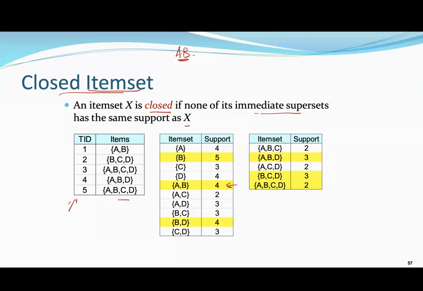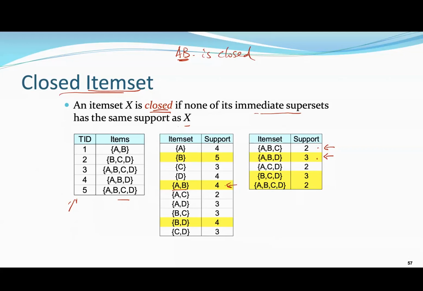Now, let's see whether AB is closed or not. Let's check its immediate supersets. We have 4 items, A, B, C, D, so there are 2 immediate supersets of AB, namely ABC and ABD. Do they have the same support count as AB? No. That means that AB is closed. None of its immediate supersets has the same support as itself, and so AB is a closed item set. You understand what I'm saying?